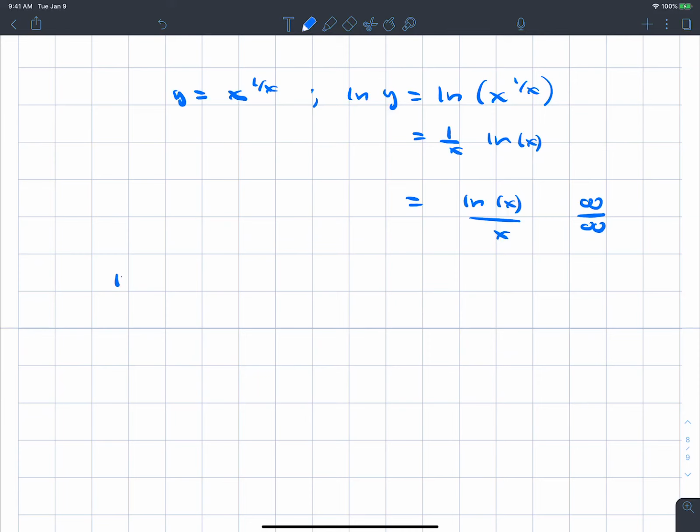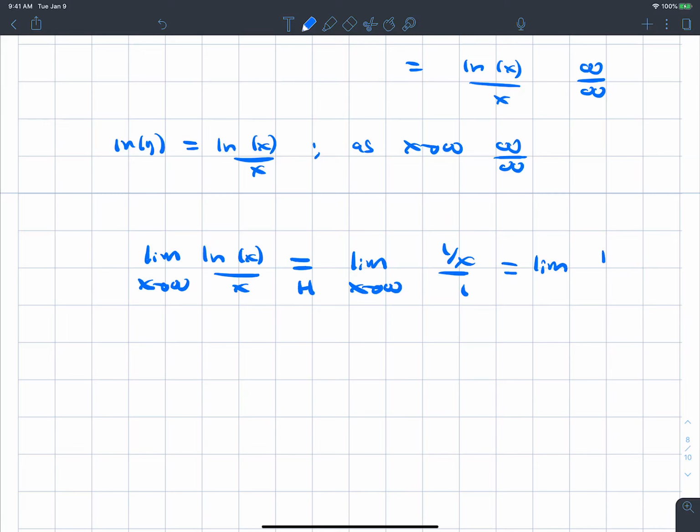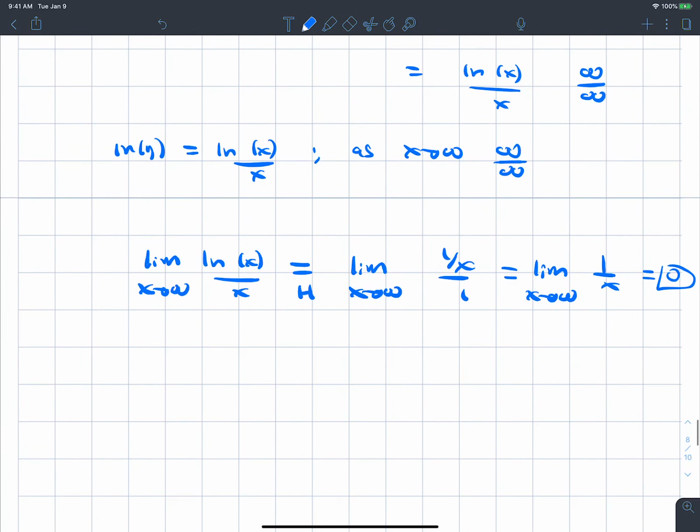Be very careful. I want to say this is natural log y is really natural log x over x. So notation-wise, I'm saying as x gets big, we get this infinity over infinity because we're applying the limit. And so the limit now of natural log x over x by L'Hopital's rule is 1 over x over 1, which is the limit of 1 over x as x gets big, and that limit equals 0.